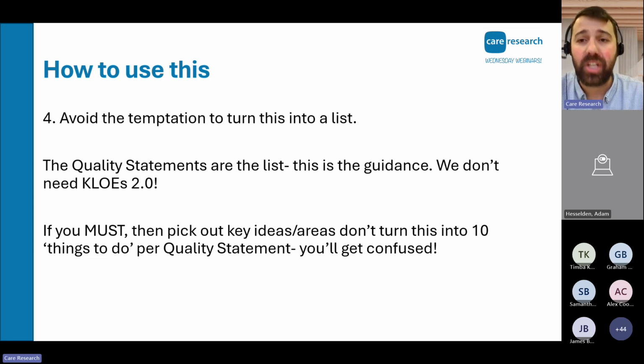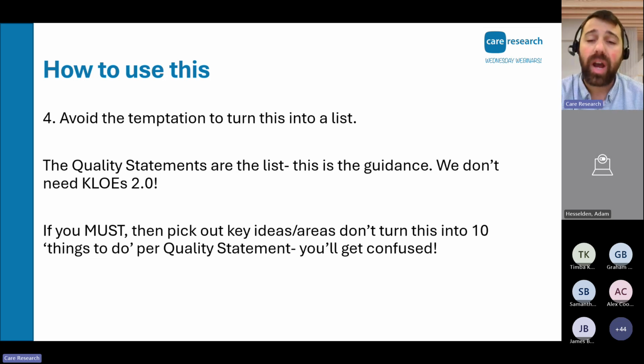Bear in mind, this is guidance, not legislation, not Chloe prompts, not the assessment framework itself. It is guidance to support you. Don't turn it into a list to batter yourself or your colleagues with. That is not what it's intended for, and it's not actually a useful way to do it.